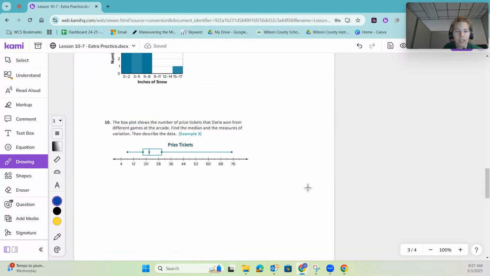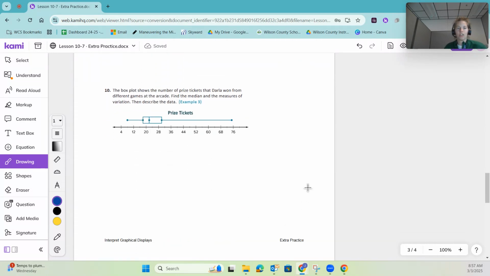Now next we're going to take a look at box plots. It says the box plot shows the number of prize tickets that Darla won from different games at the arcade. Find the median and the measures of variation. So the measures of variation again are your range and your interquartile range.